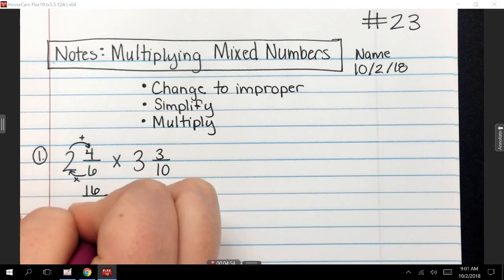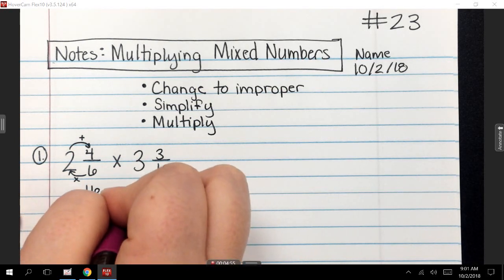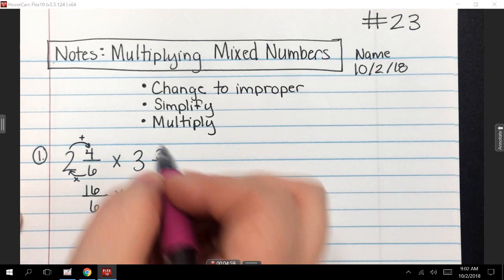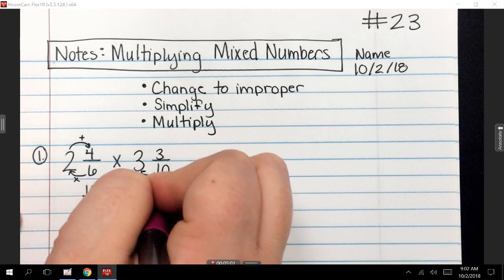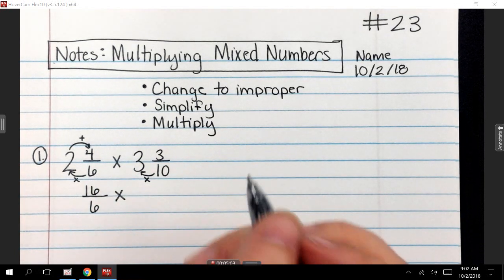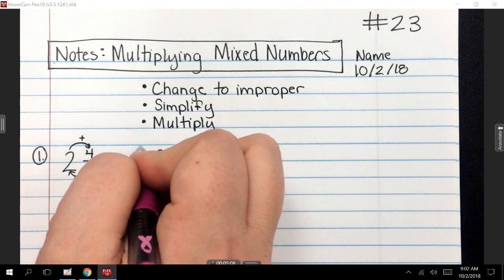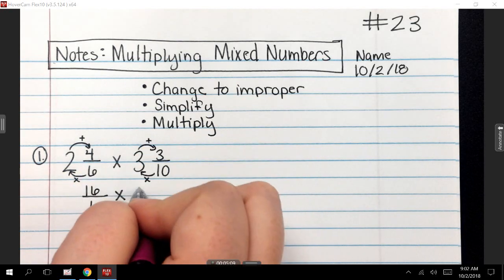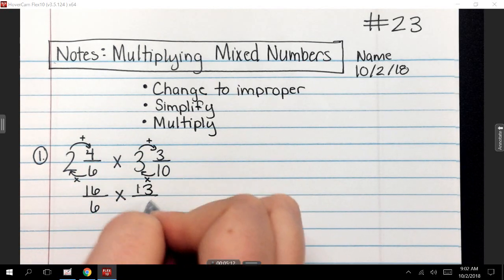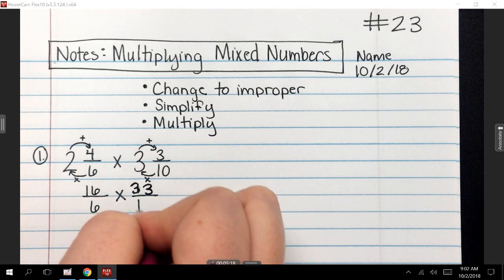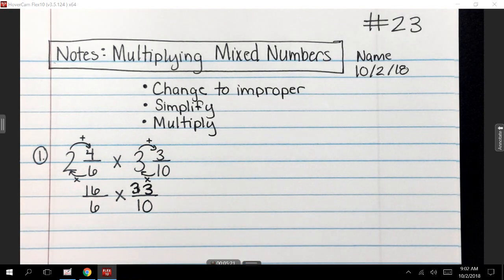16 over 6. We've got to do the same thing to the other one. So we're going to do the backwards C. 10 times 3 is 30. And then we're going to do plus the other 3 is 33 over 10, right? Sorry, if I can do math, that would help. 33 over 10. Okay?